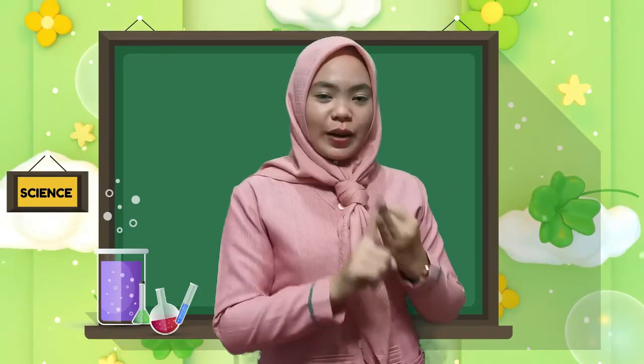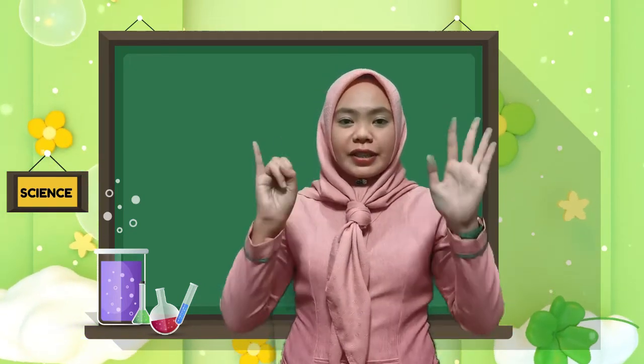Question number 4. Who are the German scientists who conceptualized that all animals and plants are composed of cells? Alright, very good. They are Matthias Schleiden and Theodor Schwann. Question number 5. Who is the scientist who stated that cells come from dividing cells? Alright, very good. He is Rudolf Virchow. Question number 6. Who is the scientist who performed an experiment by boiling a broth using the S-shaped flask? Okay, very good. He is Louis Pasteur.